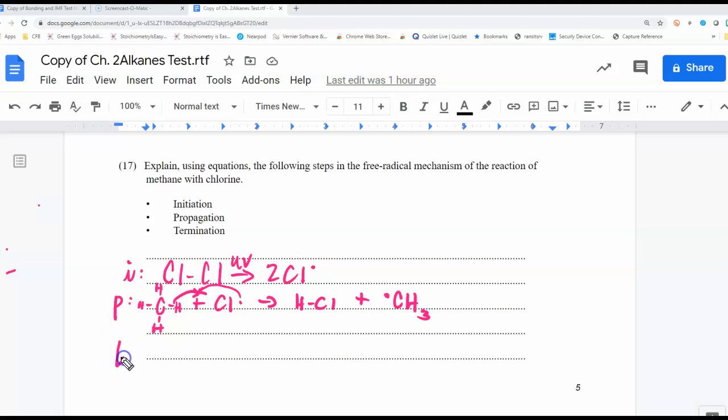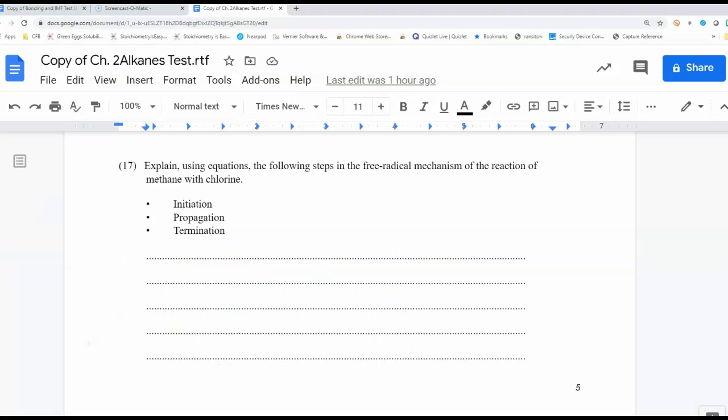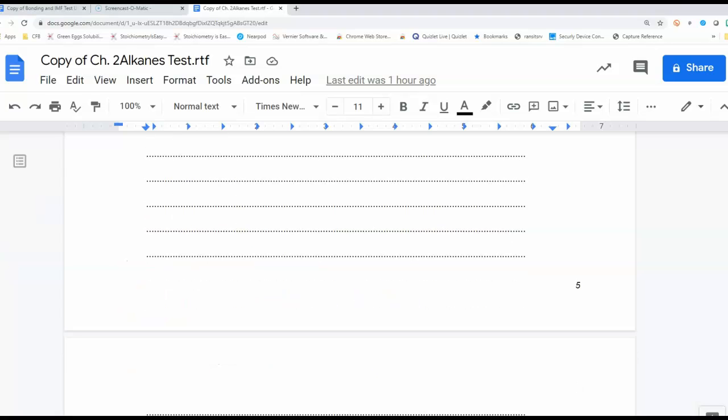And then our termination step can be any combination of two radicals. So we could say that our methyl radical and another chlorine radical could get together, and we could come out with methyl chloride, or naming it the other way, chloromethane. All right, and I think for everybody that ends up being the end of this particular test.